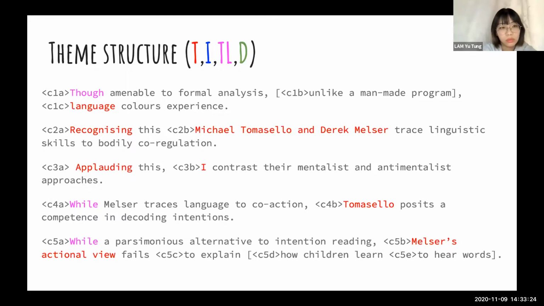For sentence 2, we think there are two clauses. So we put recognizing as the topical theme and Michael and Derek as another topical theme. For sentence 3, applauding is the first element of the clause, so it will be the topical theme. While though and while, these two words are conjunctions, so they are the textual theme.